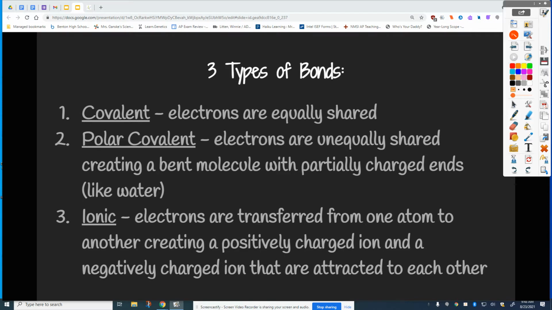Think about it. So an ionic bond is where one atom gives the electron to the other one, and then they hang out because they have opposite charges. It creates ions, a positive and a negatively charged atom that are attracted to each other. Make sense? Okay, thank y'all.